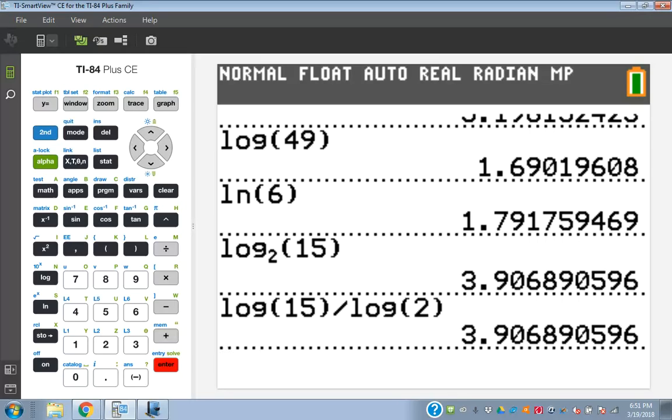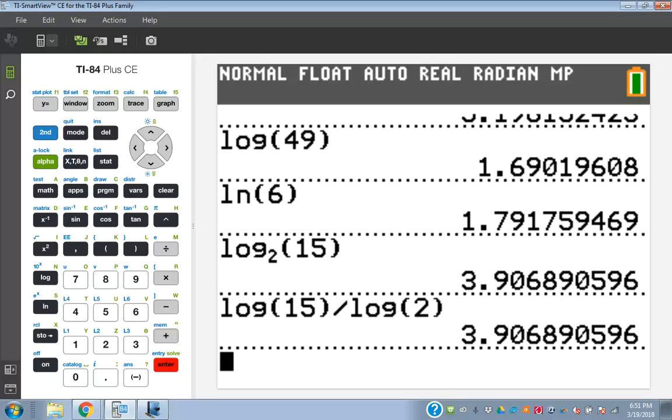But log of the big over log of the base. The base is in the bottom. That's the way I always remember that. The base is in the bottom. So if your calculator for some reason won't let you do this, or you can't remember where to find that, log of the base on the bottom, log of the other number on the top, and that'll get you the same answer. It's called the change of base formula.